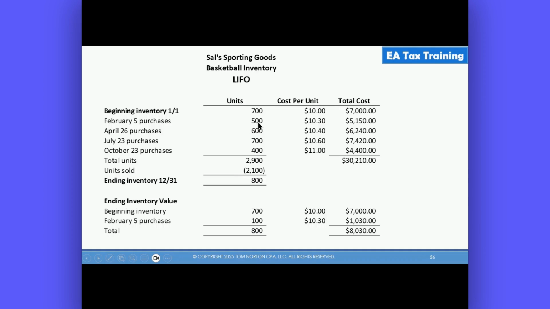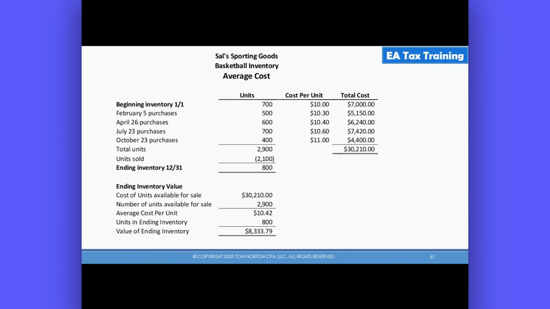So what are they left with at the end of the year? They've got 100 of these that they paid $10.30 for, and they've got 700 of these that they paid $10 for, and that's what you see down here. And so their total ending inventory under LIFO is $8,030. And I'll do a slide at the end that compares all three of these.